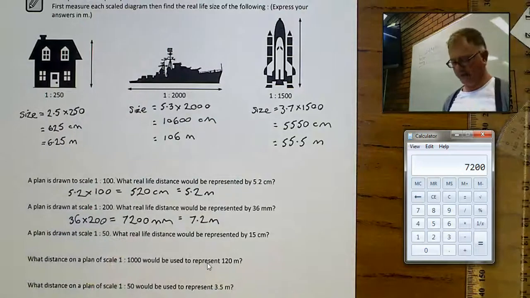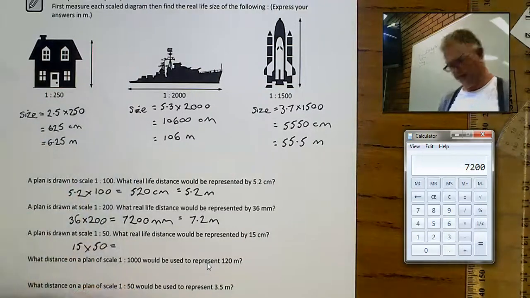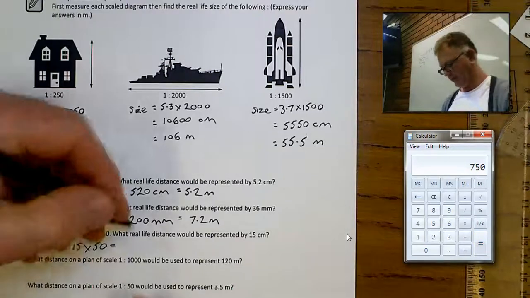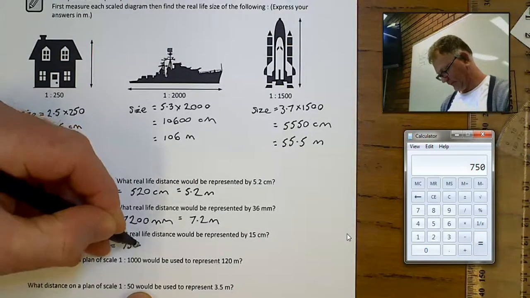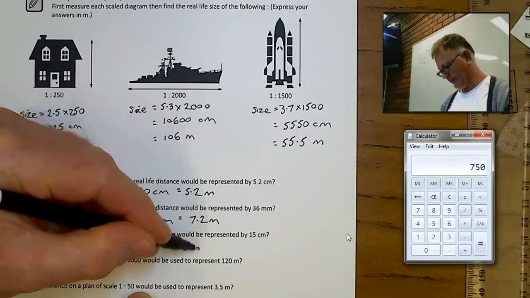Both answers are correct. A plan is drawn at scale 1 to 50. That means everything in real life is 50 times bigger than what's on the plan. What real life distance would be represented by 15 centimetres on the plan? Well, it's 50 times bigger, so 15 times 50 equals 750 centimetres. Or if you want in metres, divide by 100 equals 7.5 metres.